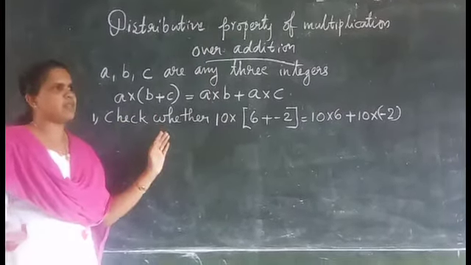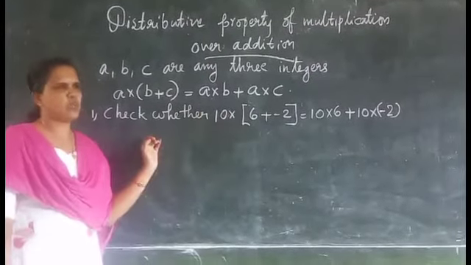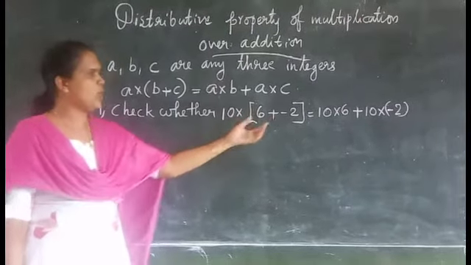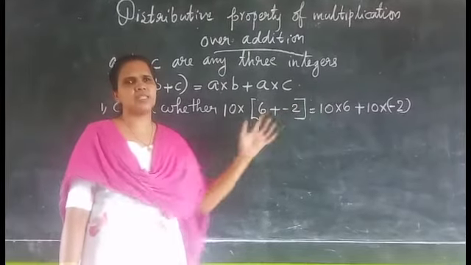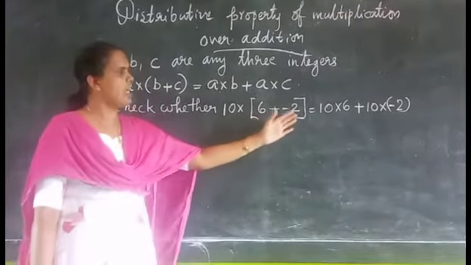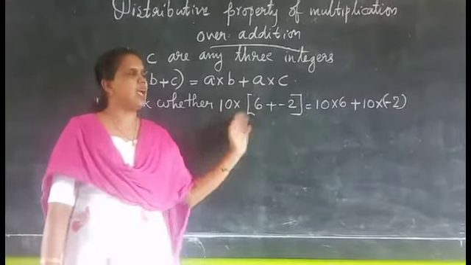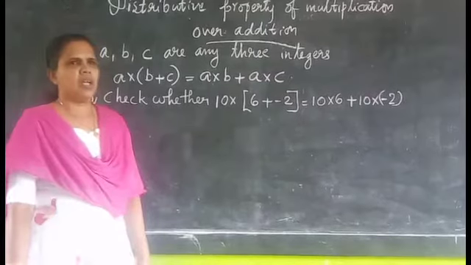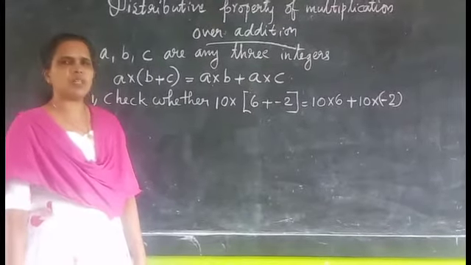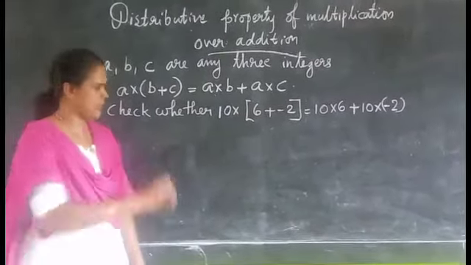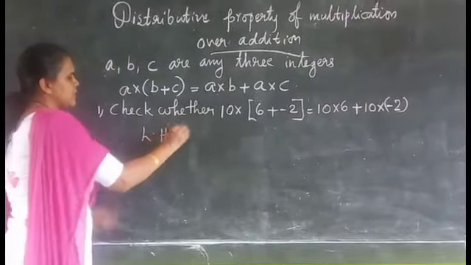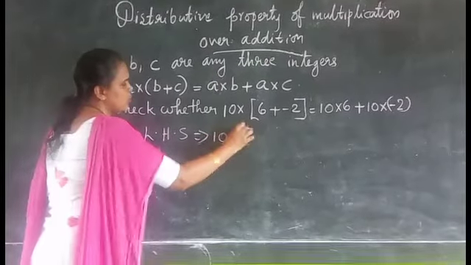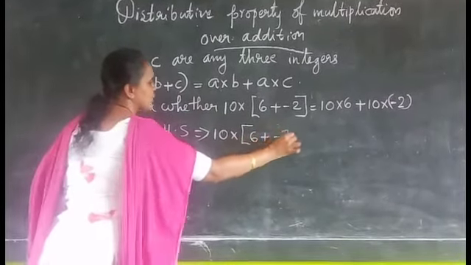Check whether means these two are equal. In this equation, there are two sides. One is LHS and the other is RHS. LHS means the left hand side of the equation and RHS means the right hand side of the equation. So first we can find the answer of the left hand side. LHS means 10 into (6 plus negative 2).